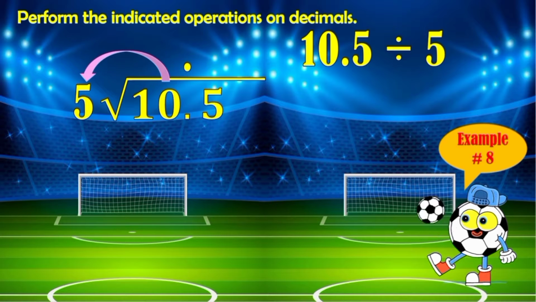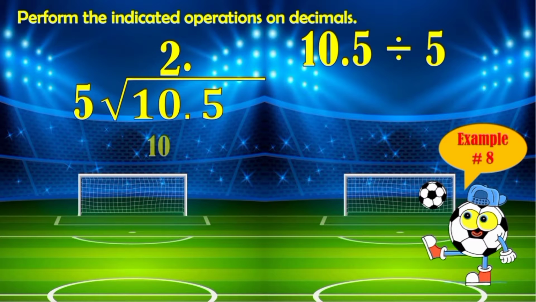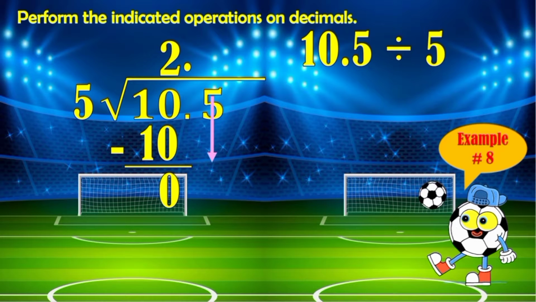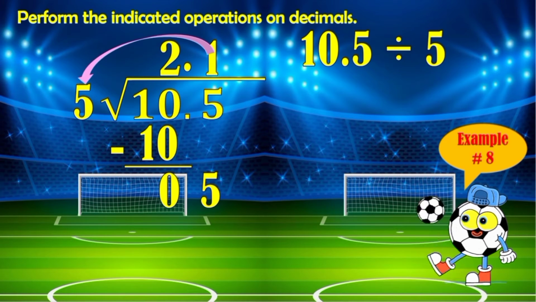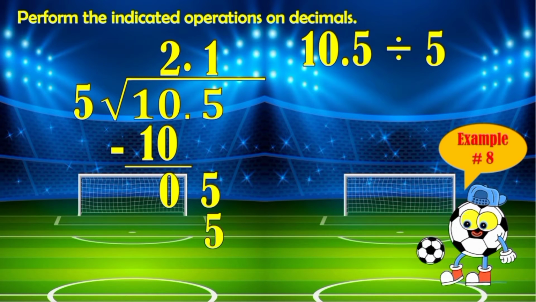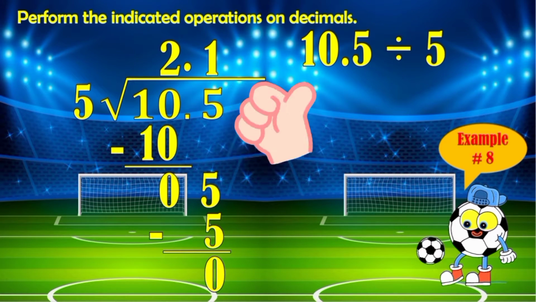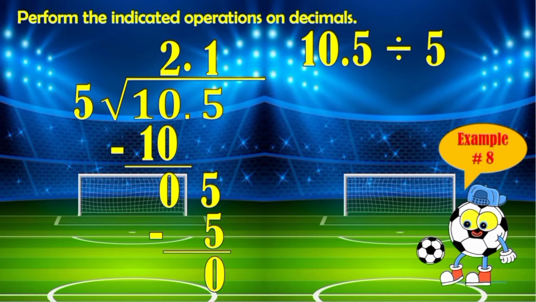Now let's divide 10 by 5. The quotient is 2. Then let's multiply 2 and 5. The product is 10. 10 minus 10 is equal to 0. Then we have to bring down 5. Now let's divide 5 by 5. The quotient is 1. 1 multiplied by 5 is equal to 5. 5 minus 5 is equal to 0. So our final answer is 2.1.